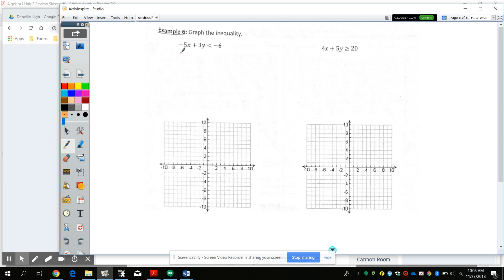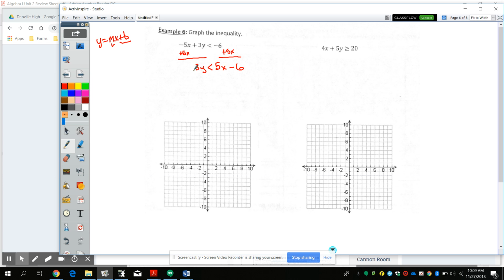Now, since it's a negative 5x, that means I'm going to add 5x to both sides of this inequality. So if I add 5x to both sides, on the left side I have 3y, and the right side, now I'm going to do the same thing I did a couple examples ago. If you need to, you can go back and rewatch that. I'm going to put the 5x first, and the minus 6 second, because I'm trying to get this to look like slope-intercept form, y equals mx plus b. That way I can just look at these numbers and know what is my y-intercept and what is my slope.